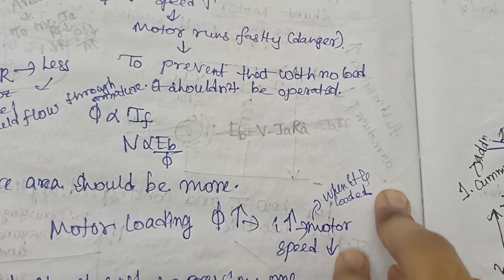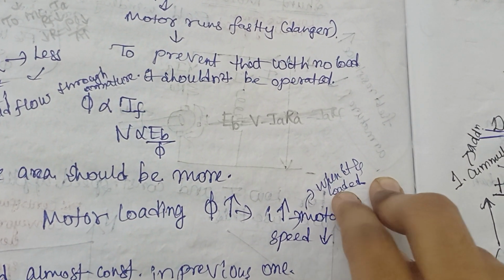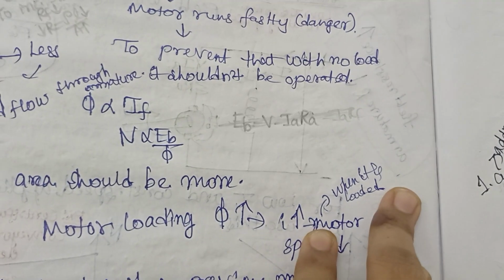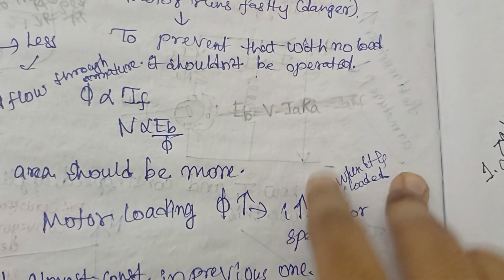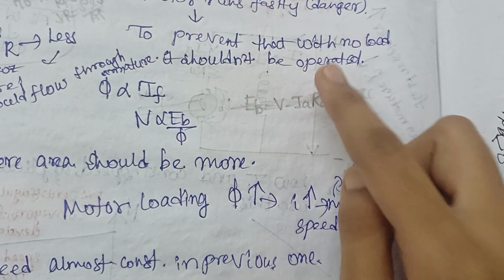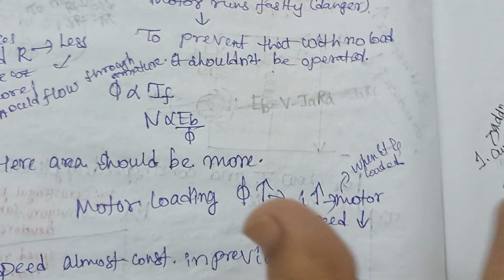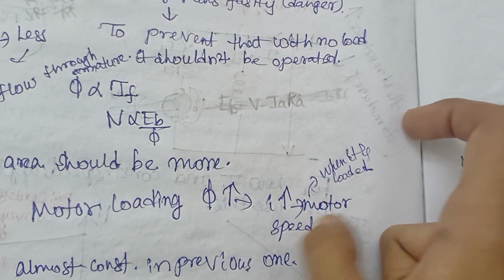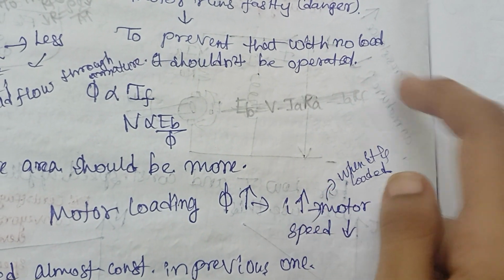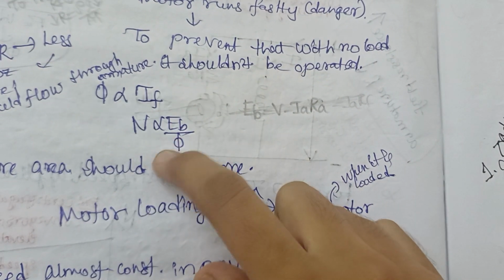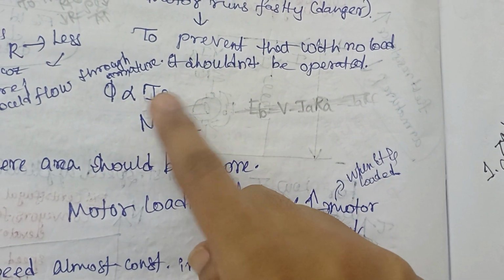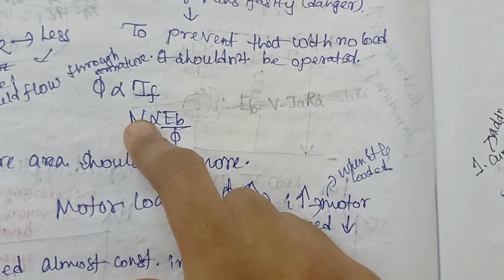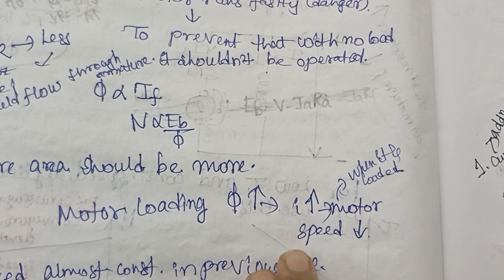So as a result your speed gets decreased, because we know that flux is directly proportional to current, right? In the case of an inductor we discussed previously that current and flux are in direct relation, right? So when your current increases, that means your flux is increasing. When your flux is increasing, N, which is your speed in RPM, will be decreasing. So whenever your flux is increasing, your N will be decreasing, so speed decreases.